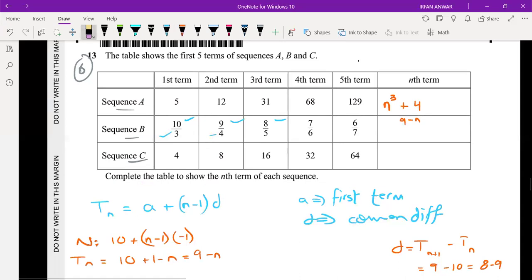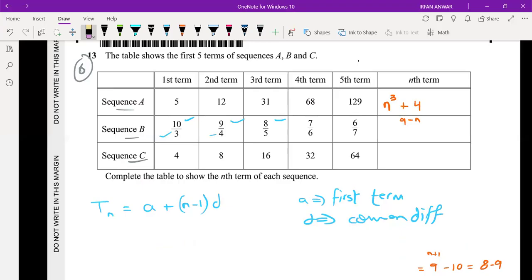Now, let's do the denominators, okay? Let me use another color. So term n is equal to, the denominator starts with 3. So a is 3 plus n minus 1 times d. Now the difference is 4 minus 3 or 5 minus 4 or 6 minus 5. All of them are 1. So this becomes 3 plus n minus 1 or 2 plus n. Okay. So this is the answer for sequence B.